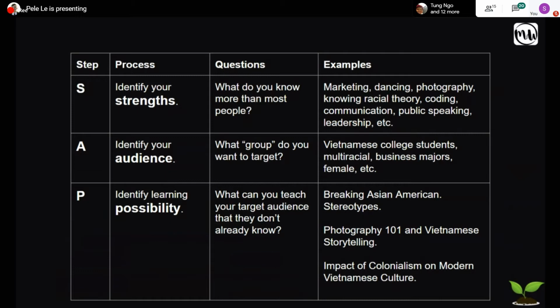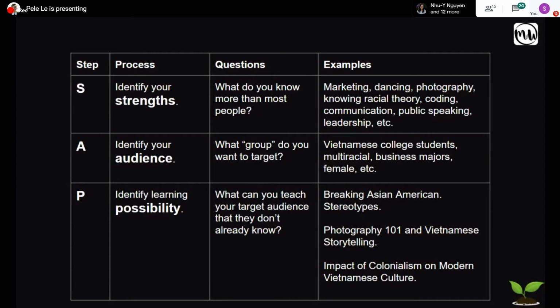So while you're trying to cultivate your workshop and you find that target audience, you want to question again, what can you teach your target audience that they don't already know? Now, let's say you host something about marketing or leadership. Some of your audience members who take your workshop may know the basic foundations of what makes a leader, or how to market their organization, or what it takes to integrate their community.